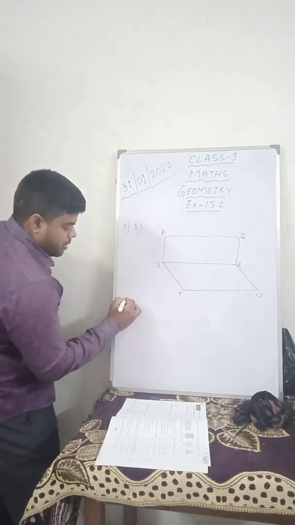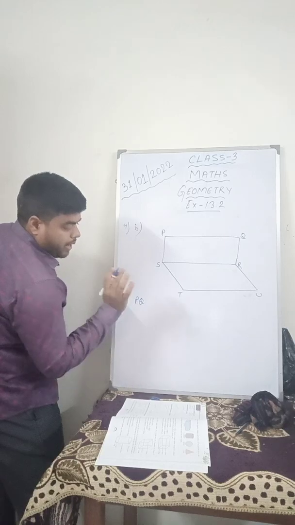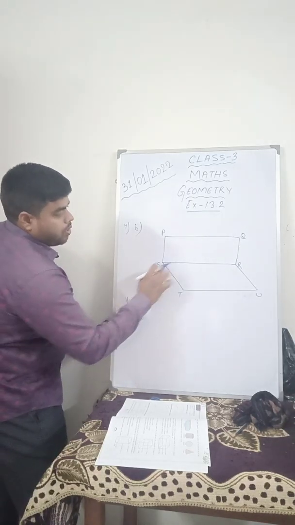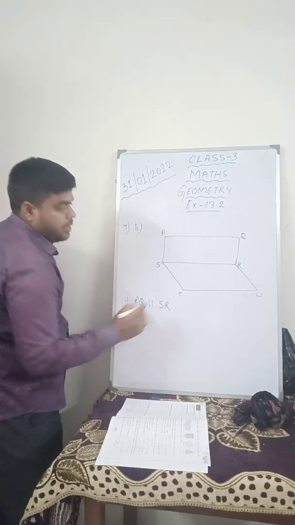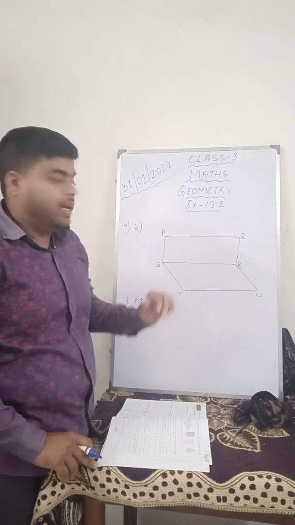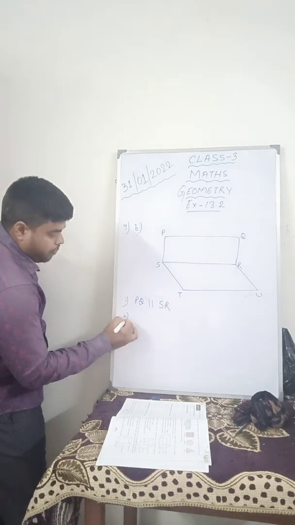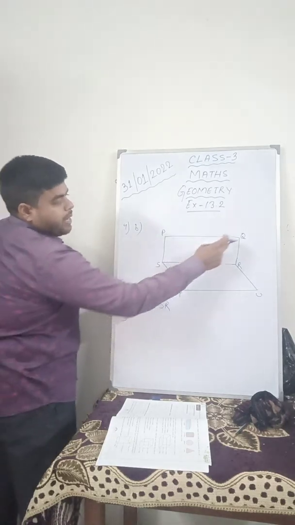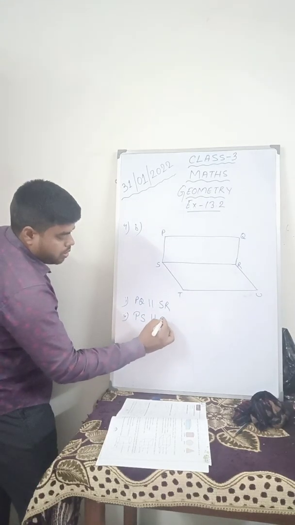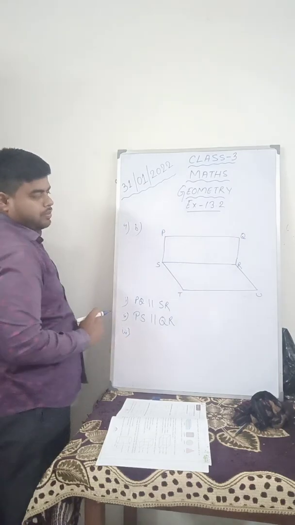So first, you see how many lines are there? PQ, capital letter PQ parallel means you will draw two lines like this. PQ parallel to SR. You have to mention it. Unless you mention, how will we know which lines are parallel? So PQ is parallel to SR. This is number one. Number two, PS is parallel to QR.